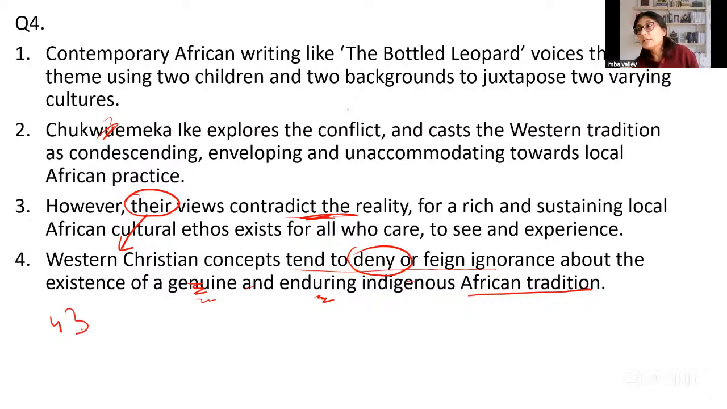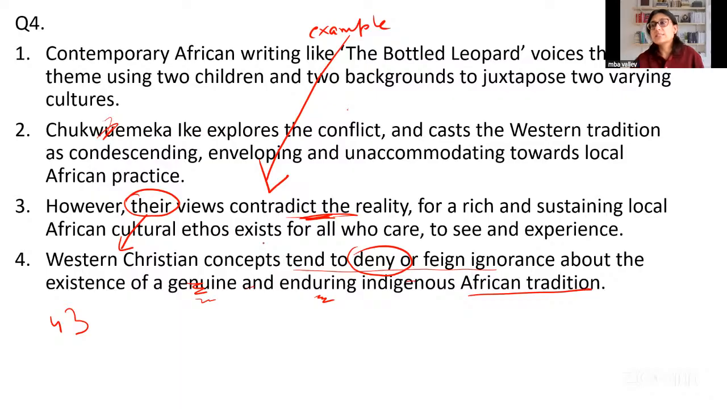ठीक है. Then it moves to literary support. Sentence number 1 says contemporary African writings like the bottle leopard voices this theme. Which theme? Which we have been talking about in sentence number 4 and 3, using two children and two backgrounds to juxtapose two varying cultures. Now, this is an example. This is an example that demonstrates the conflict that we have just discussed. So I would write example. Example of what? The contradiction that we have just discussed.